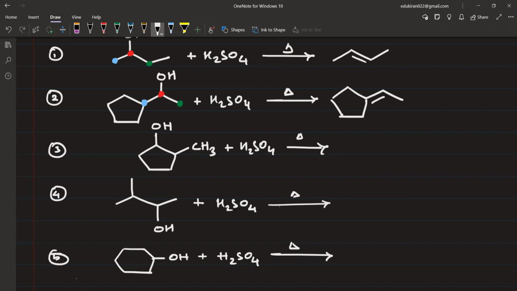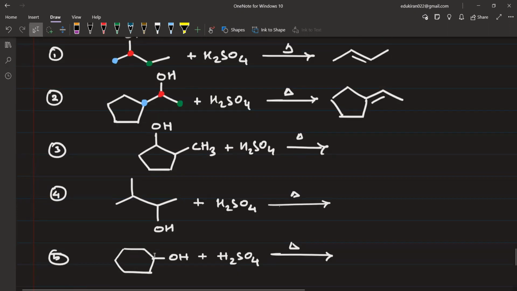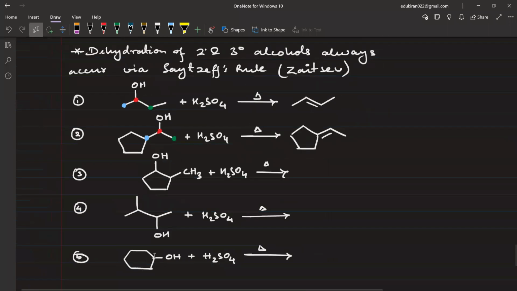Sir, could you show the Saytzeff rule definition? Saytzeff rule. Yes, sir. Can you show that part? अच्छा यहीं पे हमने Saytzeff rule का definition नहीं लिखा है. I've just written Saytzeff rule.